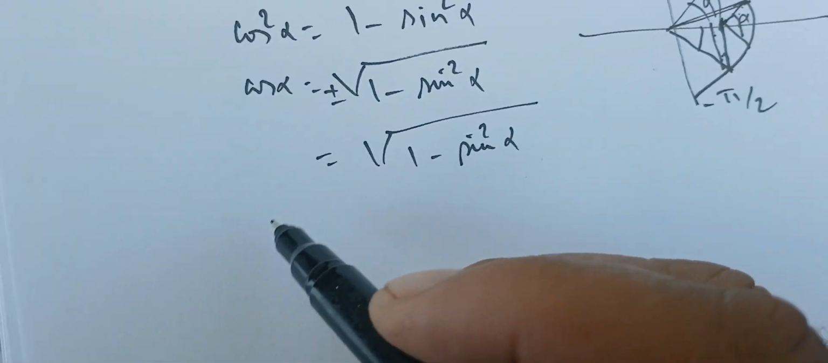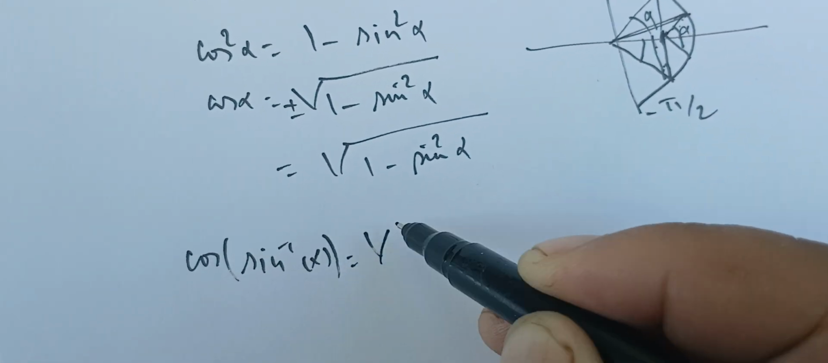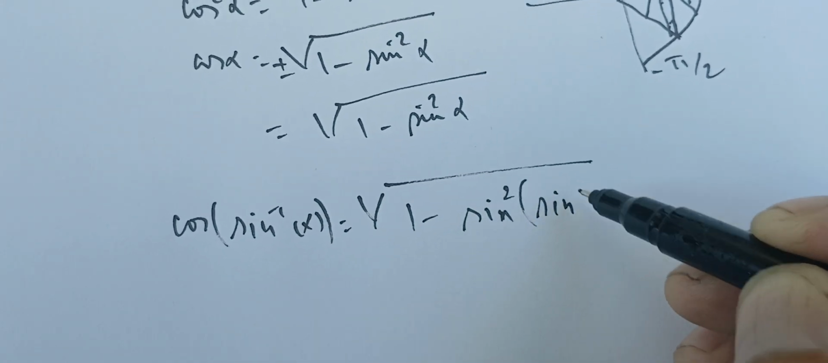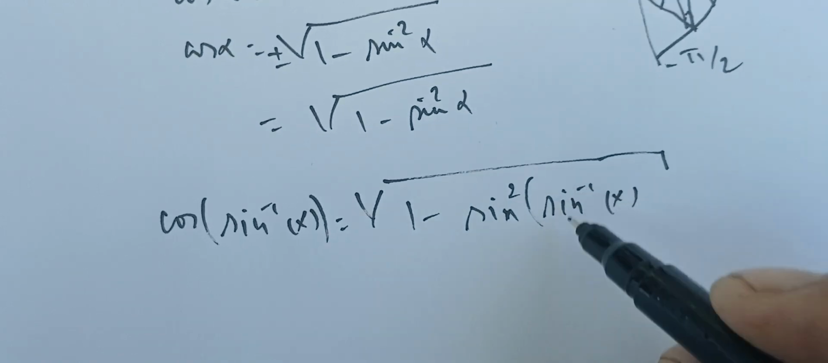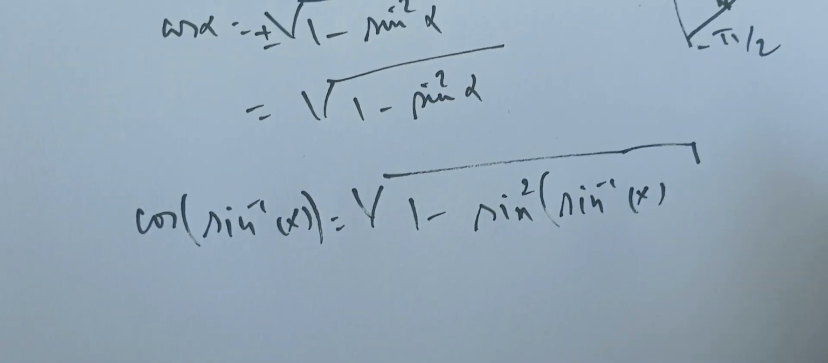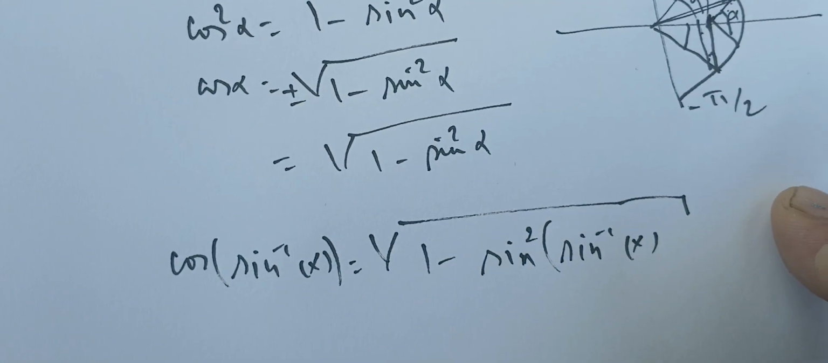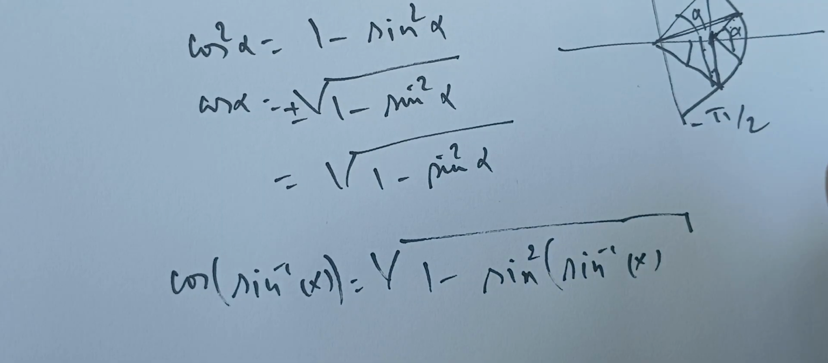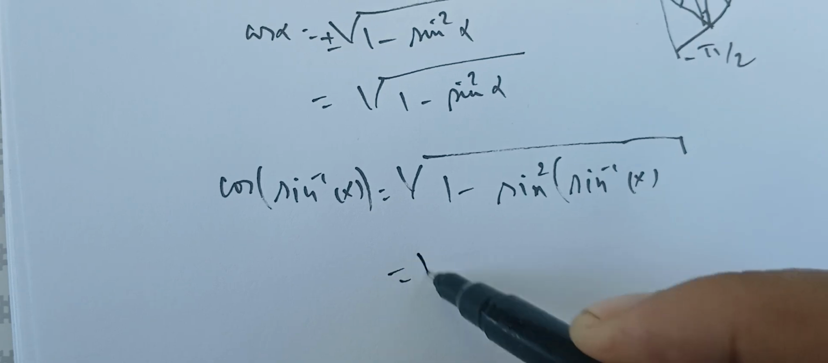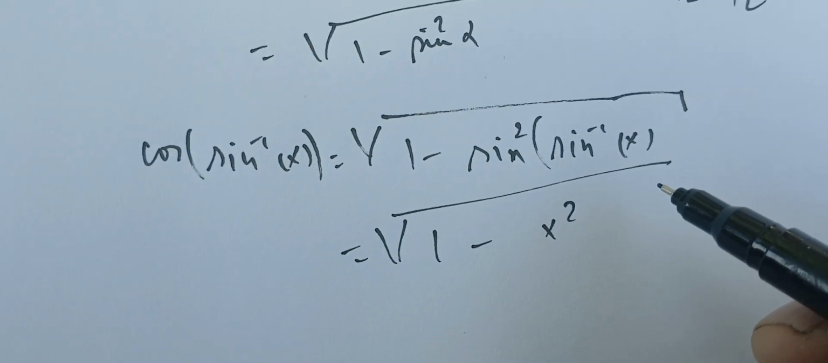Now we rewrite our expression as the square root of 1 minus sine squared of sine inverse of x. Now the sine of the sine inverse of x is just x, because x is between -1 and 1, and the sine inverse of x is between -pi/2 and pi/2. Therefore, we have a projection here, and we have just x. And this proves our result.